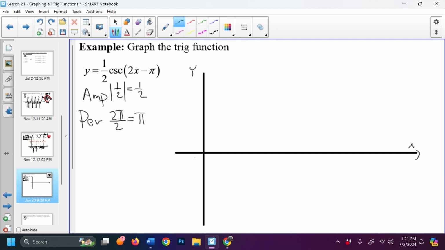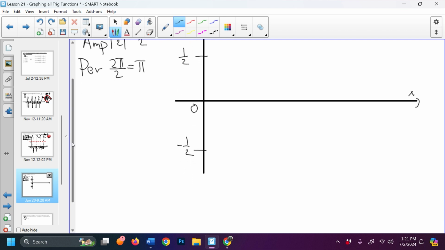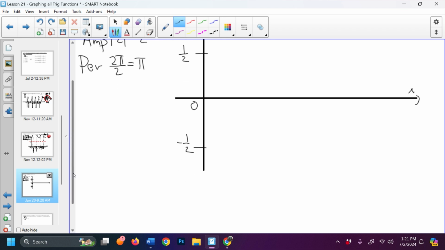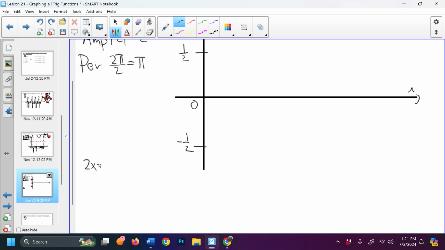But then I can say that this x-axis is my center line, and the extreme values will be 1/2 and -1/2. And then to find the starting points of the first period, what we'll do is we'll take what's inside the parentheses, and remember, we'll set it equal to our standard endpoints of a trig function, both 0 and 2 pi. So 2x minus pi is equal to 2 pi. And so I'll add pi to both sides. That'll give me 2x is equal to pi.